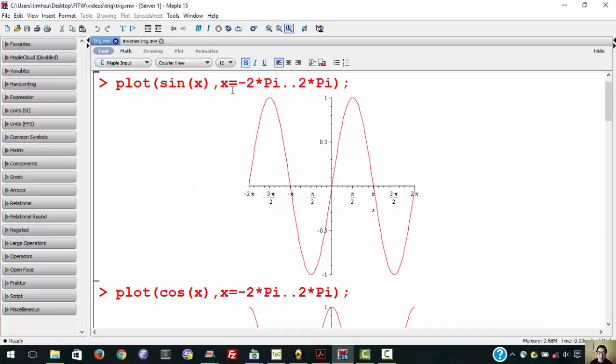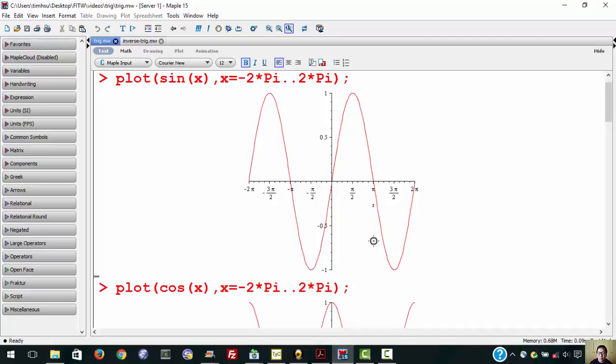Here's the graph of sine for x between -2 pi and +2 pi. You see between 0 and 2 pi, we do the same thing as the blue graph from before. We go up, we come down, we come back to 0. And because sine is periodic with period 2 pi, we have the same thing happening between -2 pi and 0.